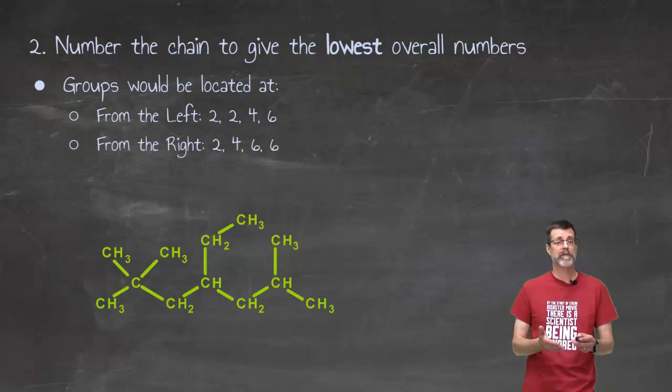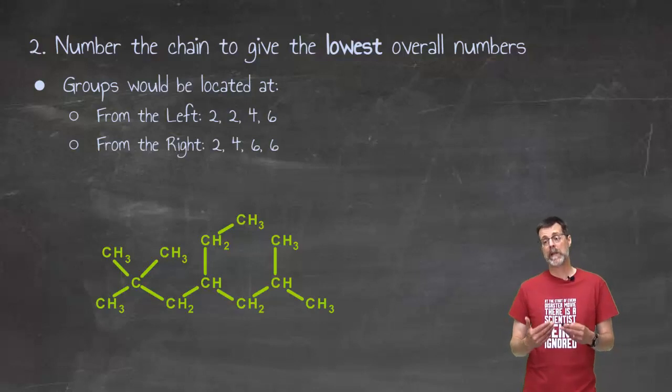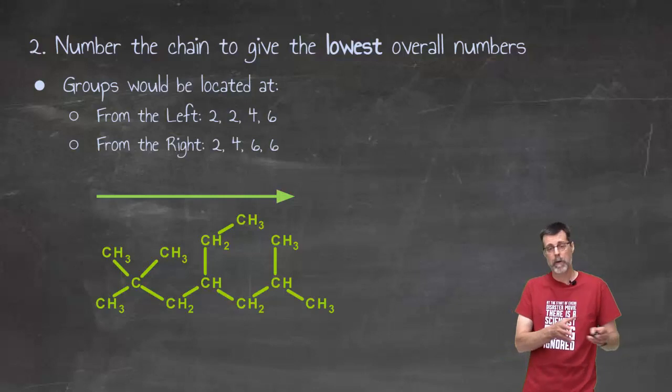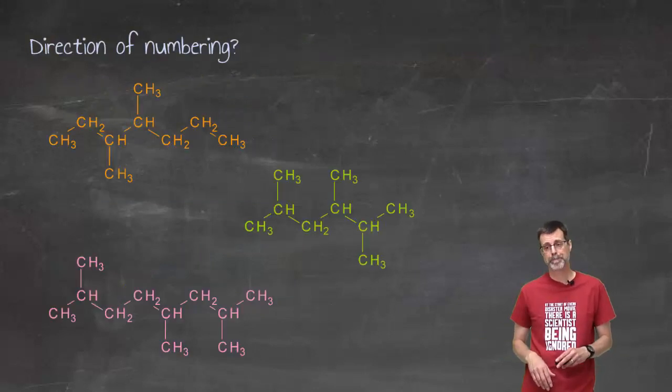The top one, from the left, is 2, 2, 4, 6. That is a smaller set of numbers than the other one. This one would be numbered from the left. And again, it doesn't matter how it's drawn. You always look to see which gives you the lowest overall numbers.